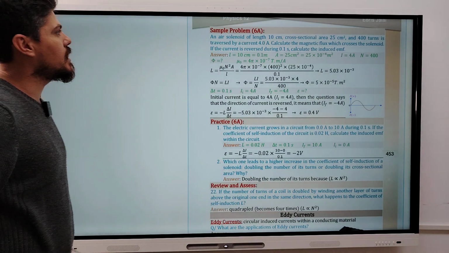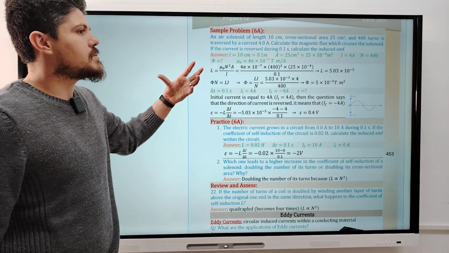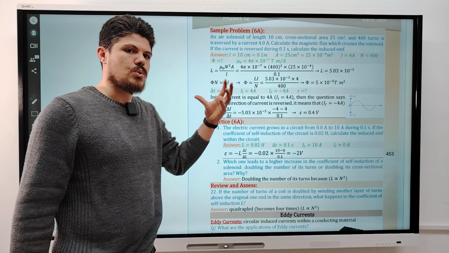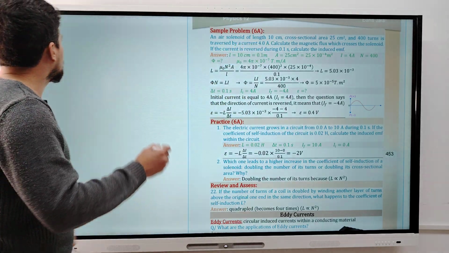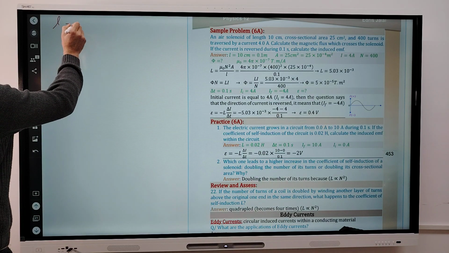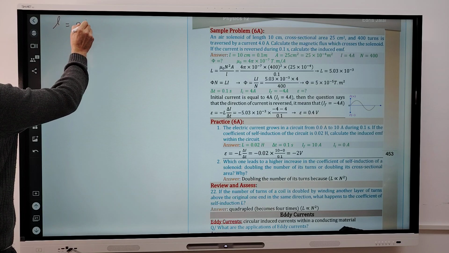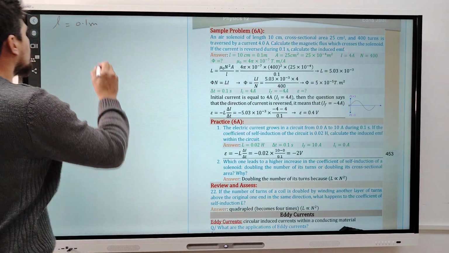Sample problem 6a. An air solenoid. What do you mean by air solenoid? It means that the permeability is mu naught for the air. Its length is equal to 10 centimeter. It means that 0.1 meter, okay? Cross-section area 25 centimeters square.